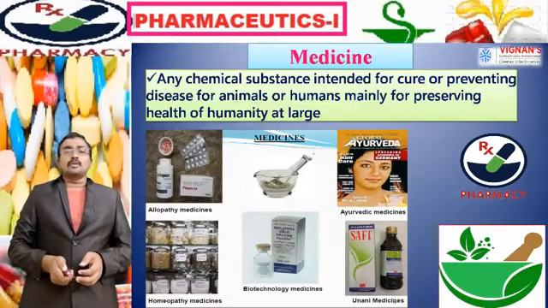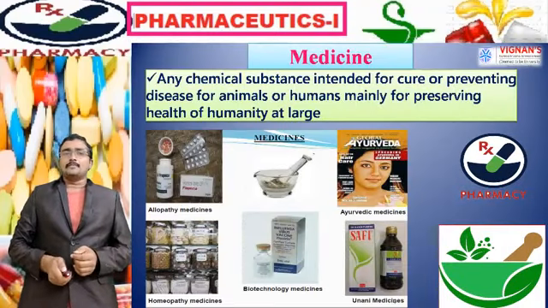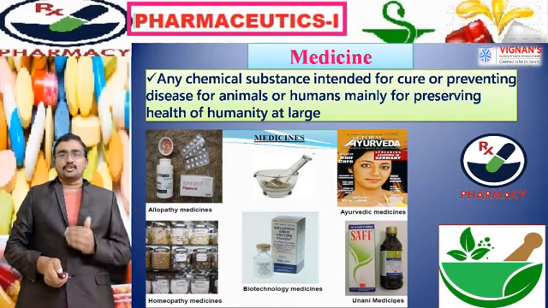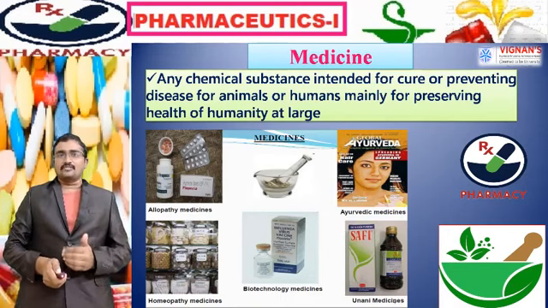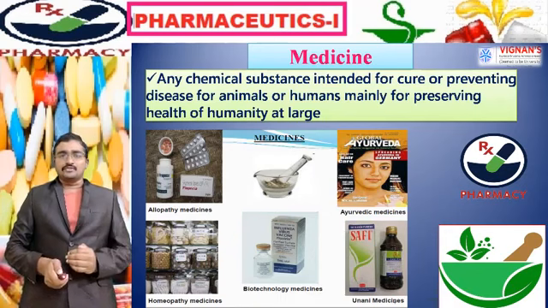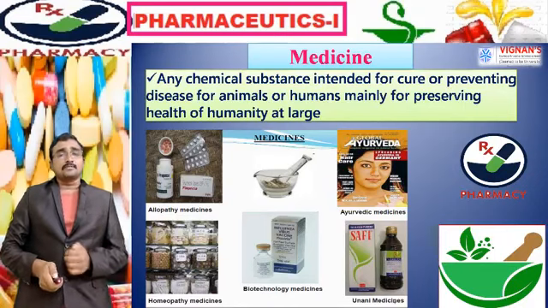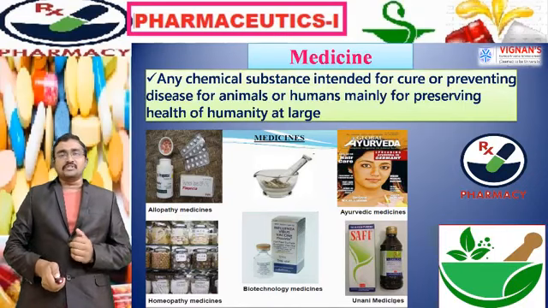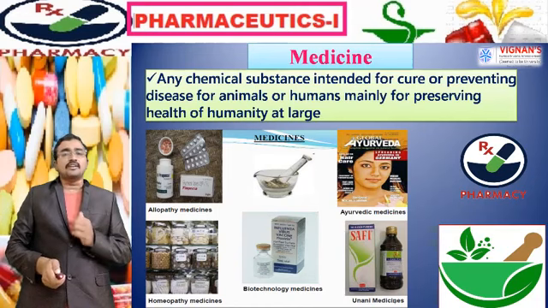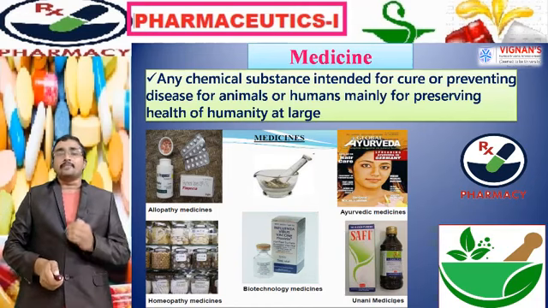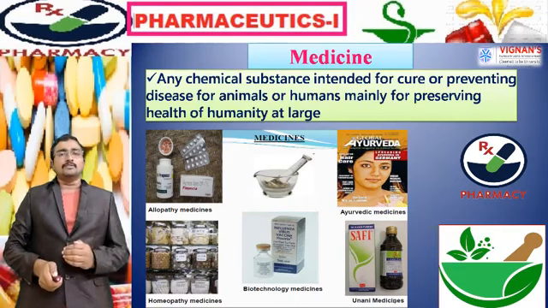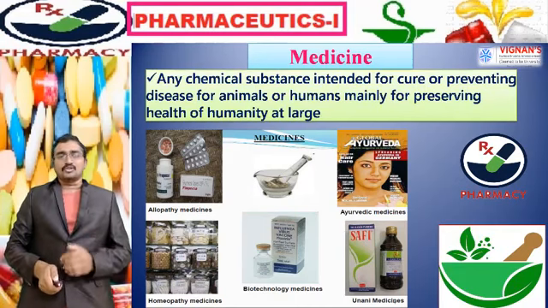Then what is the meaning of medicine? Any chemical substance intended for cure or preventing the disease for animals or humans, mainly for preserving the health of humanity at larger scale. So those chemical substances, we will call as medicines. Medicine means it involves any chemical substance, mainly intended for cure or preventing the disease for both animals and humans, mainly for preserving the health of humanity at larger scale.